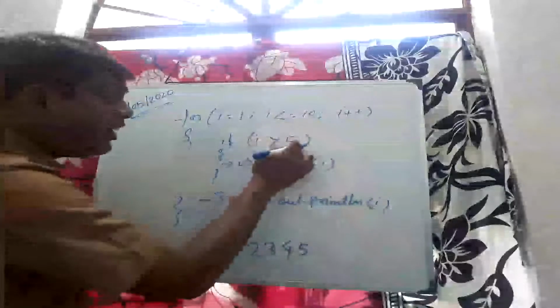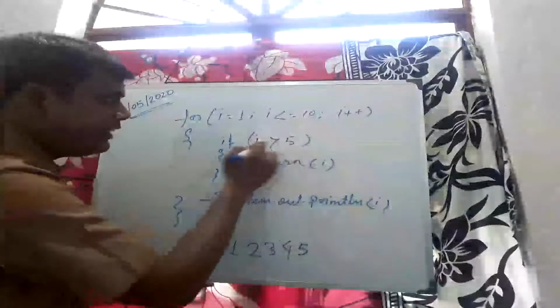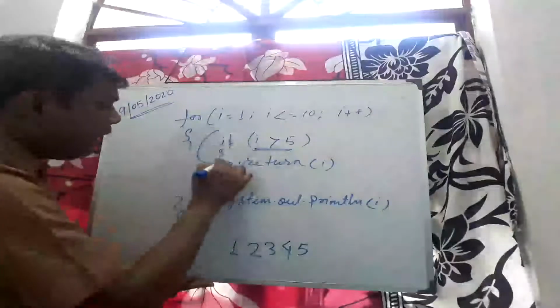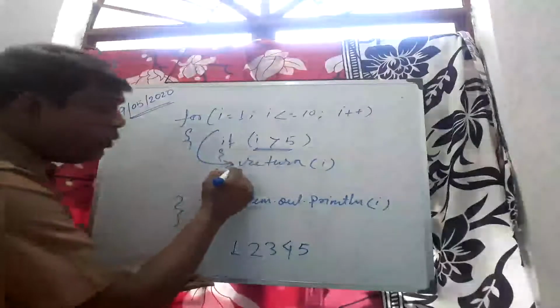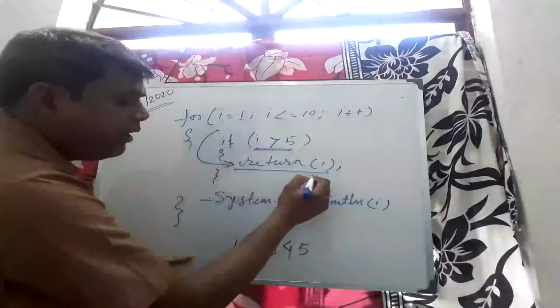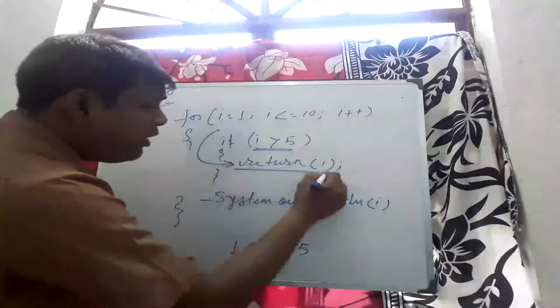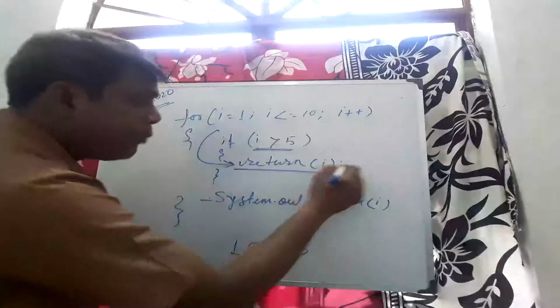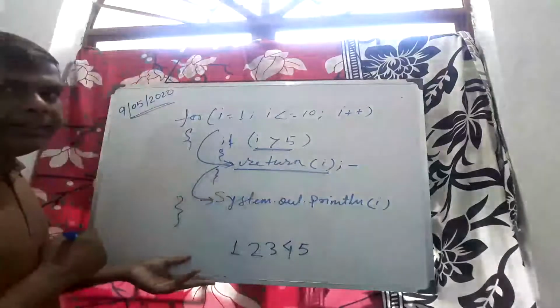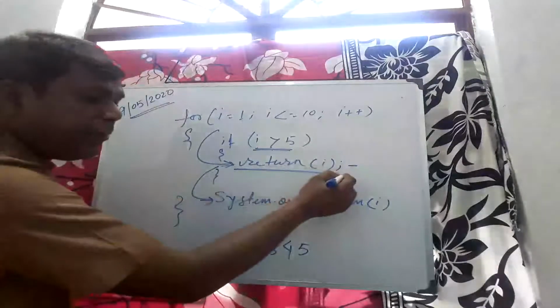Now the value of i is 6. It will check, i > 5? Yes, it is greater. As soon as this condition is true, control will come to this block. It will return the value of i. Clear? And as soon as it returns the value of i, the program will be terminated here. Now it will not go to this part. The program will be terminated here only.